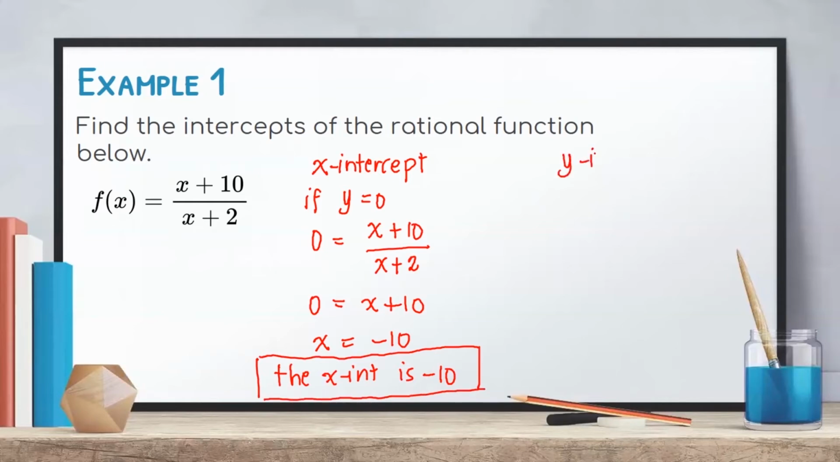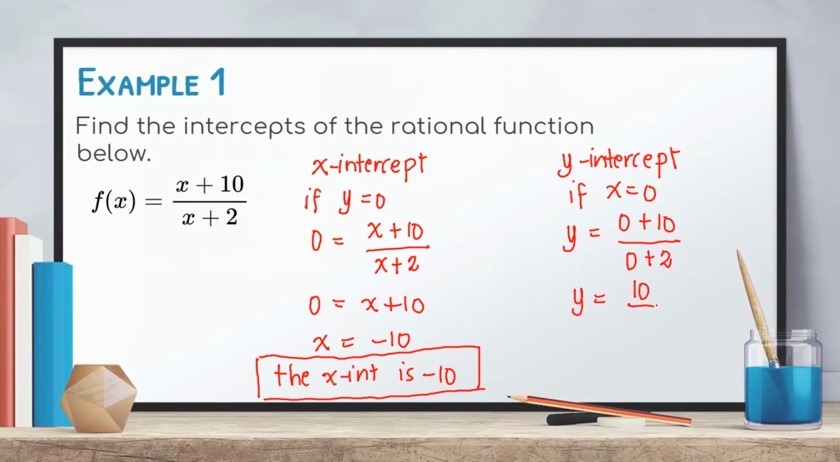For the y-intercept, we need to set the value of x equal to 0. So we will have y equals 0 plus 10 all over 0 plus 2. When we simplify, 0 plus 10 will give us 10 over 0 plus 2 is 2. 10 divided by 2 is 5. Therefore, the y-intercept of our given function is 5.